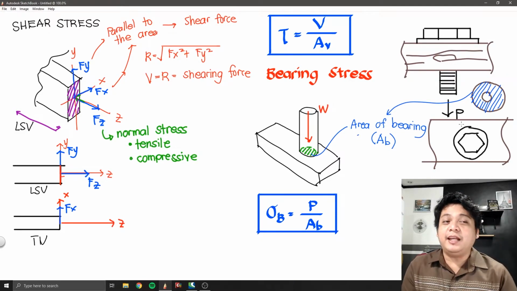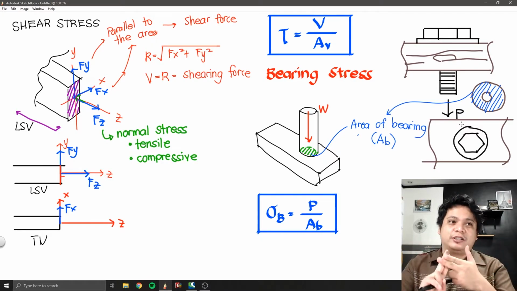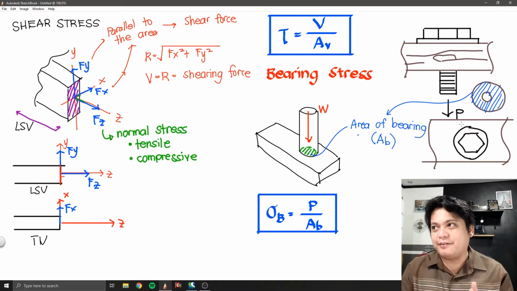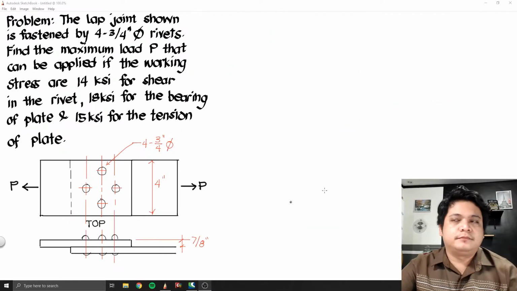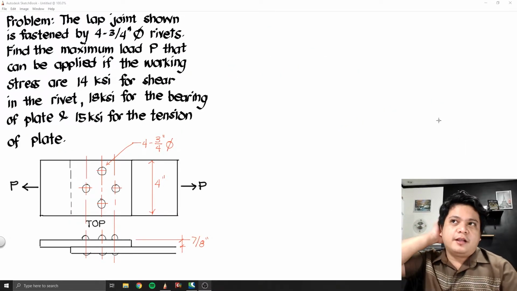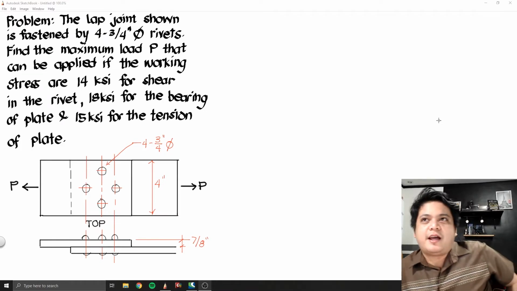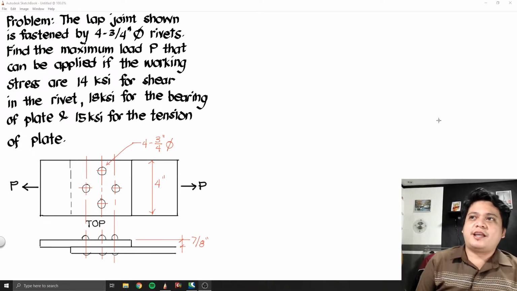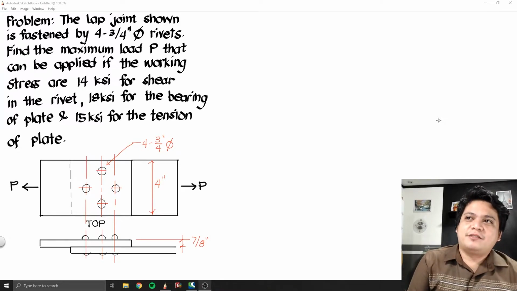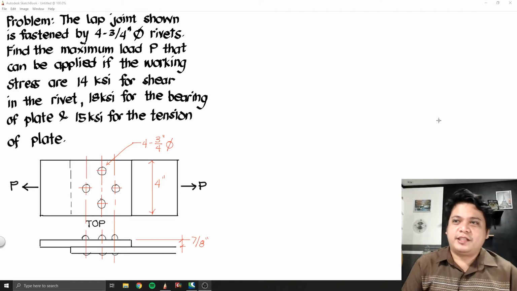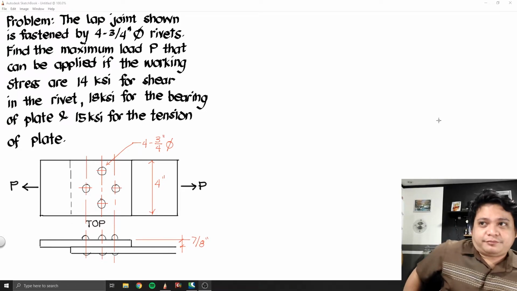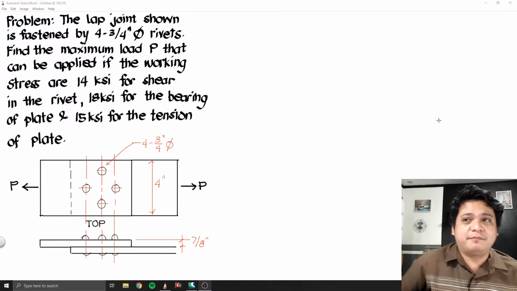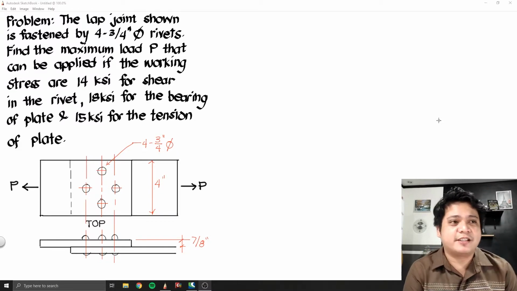Basta, any bodies na magkakaroon ng contact, yung area of contact nilang dalawa, yun yung tinatawag nating area ng bearing. So para mas maintindihan natin, let's have it for one example. Let's have the problem number 1. The lap joint shown is fastened by 3 by 4 3/4 inches diameter rivets. Find the maximum load P that can be applied if the working stress are 14 ksi for shear in the rivet, 18 ksi for the bearing of the plate, and 15 ksi for the tension of the plate.